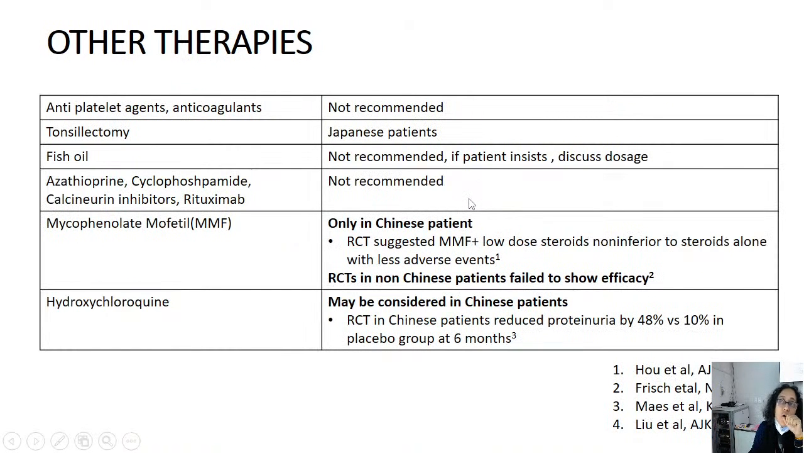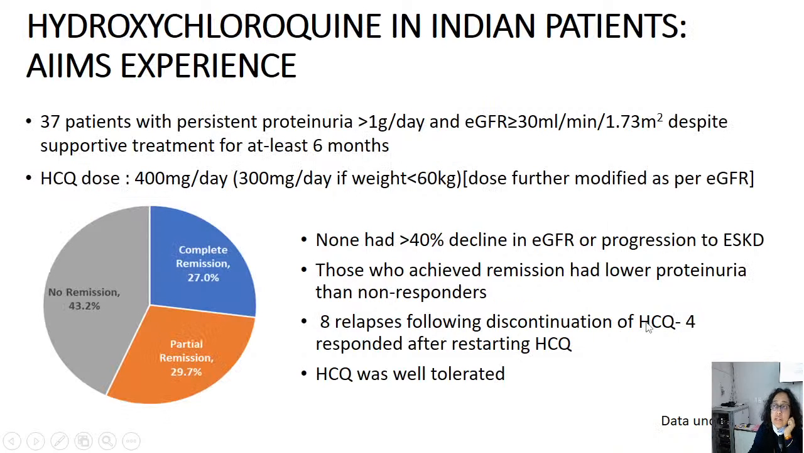Other therapies, all other immunosuppression which have been widely used for FSGS and membranous, haven't really shown very good results in IgA, except for MMF, which has shown a benefit in Chinese patients. Surprisingly, not in non-Chinese, but the non-Chinese studies are European. We don't have Indian data. We do use MMF in our service, but I just don't have the data to show right now. Hydroxychloroquine, which is routinely used in lupus, is now put in the guidelines that it should be considered in Chinese patients before you go ahead and give immunosuppression. Based on this RCT, again, only Chinese data.